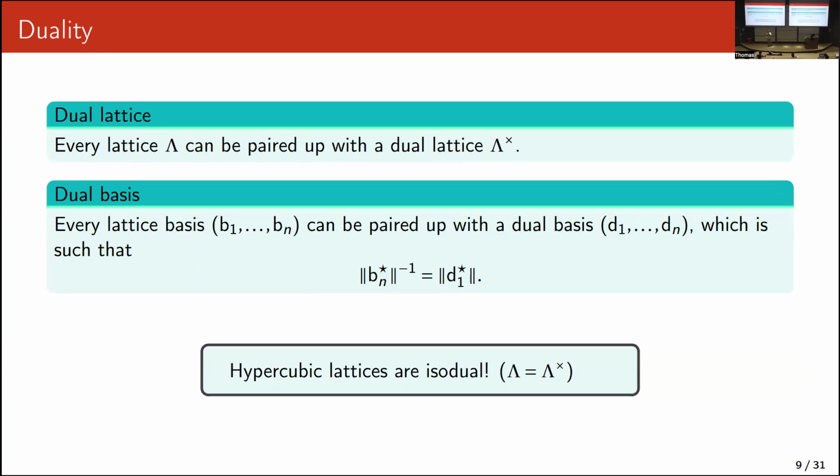I won't delve into the mathematical details, but just think that every lattice lambda can be paired up with a dual lattice lambda dual, and every lattice basis of my lattice lambda can be paired up with a dual basis of the dual lattice lambda dual that satisfies this nice property. The norm of my first vector in the dual basis is equal to the inverse of the last Gram-Schmidt norm for the primal basis.